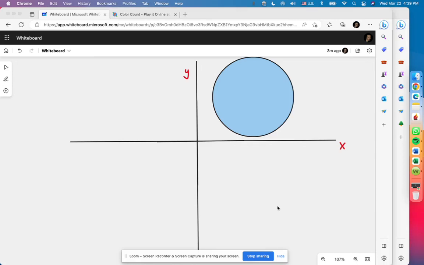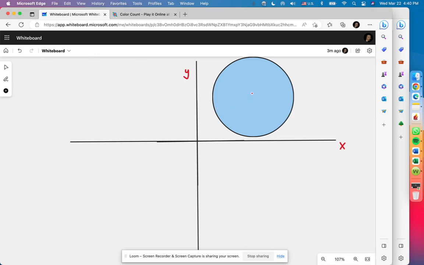About circles. If you would, pause, write this down so that we can take some notes on writing the equation of a circle. All right, step one. And remember, you can pause this. If you don't have this written down, just hit the pause button.